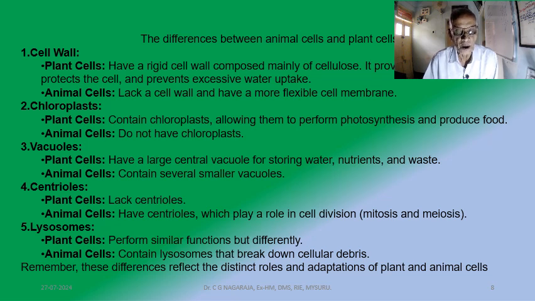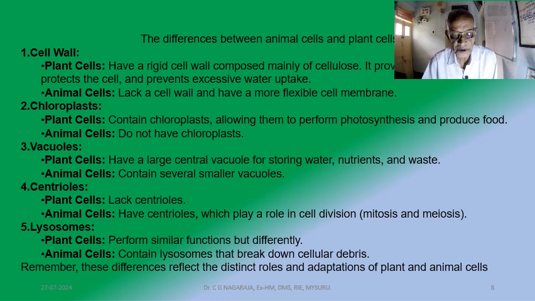For example, one question I asked is, what are the differences between plant cells and animal cells? I have given you a list of 5 important differences and similarities that exist in the plant cell and in the animal cell. For example, cell wall. Cell wall is present only in the plant cells and it is composed of cellulose. Animal cells lack a cell wall and they only have the flexible membrane. Like chloroplast is present only in the plant cells, not in the animal cells.